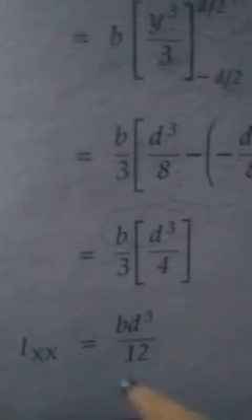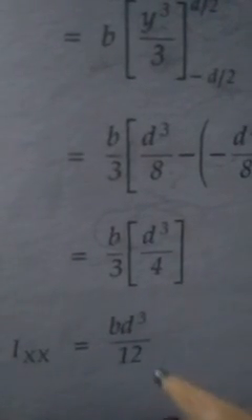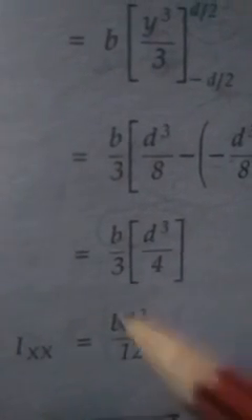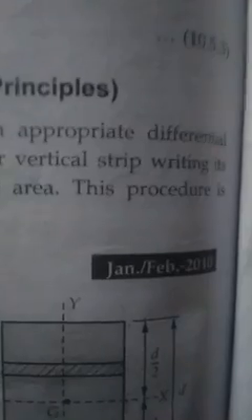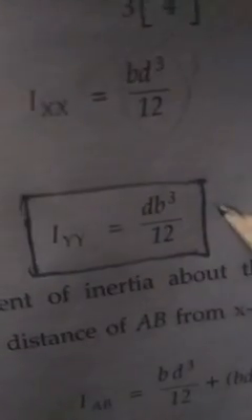So the moment of inertia of a rectangular section is b d cube divided by 12. You remember this. This is the rectangular section. For a rectangular section, the moment of inertia is b d cube divided by 12.